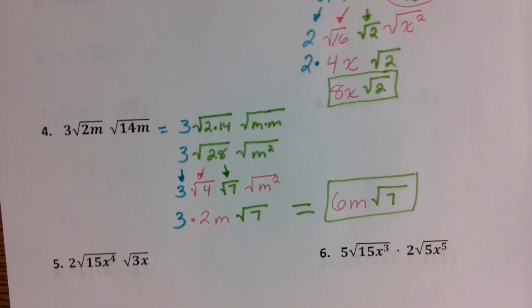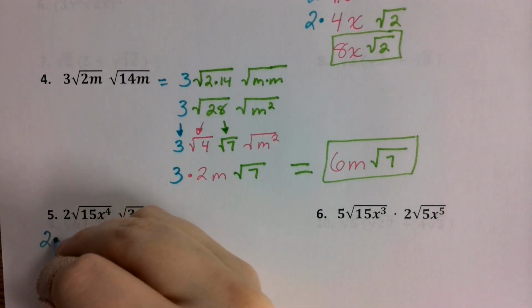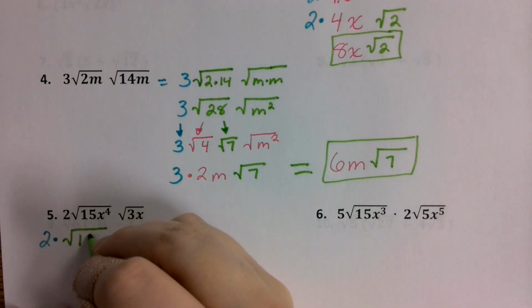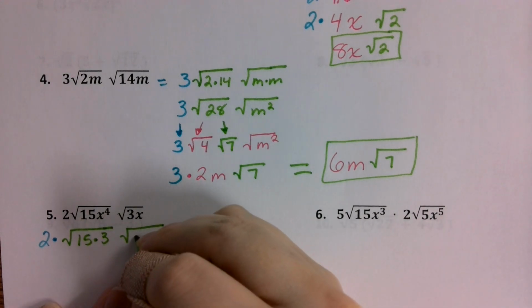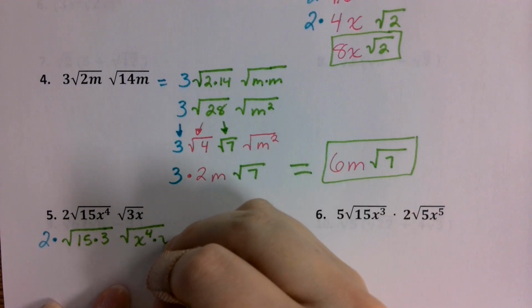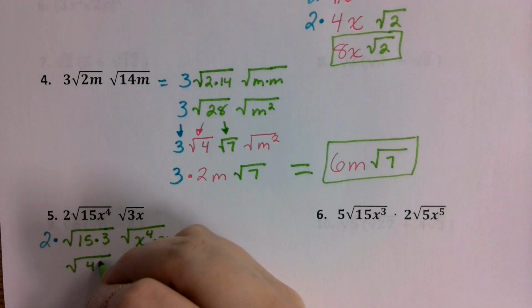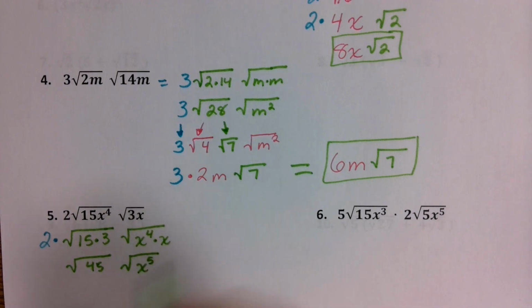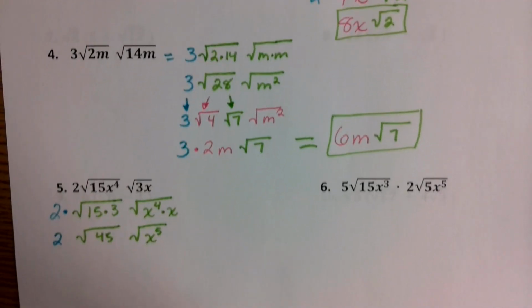Okay, let's take a look at problem number 5. With problem number 5, you've got this 2 on the outside that you're multiplying with the numbers, which are square root of 15 times 3, and then your variables, you got square root of x to the 4th times x. Okay, 15 times 3 is going to come out to 45. X to the 4th times x is going to come out to x to the 5th. So you have 2 square root of 45 square root of x to the 5th.